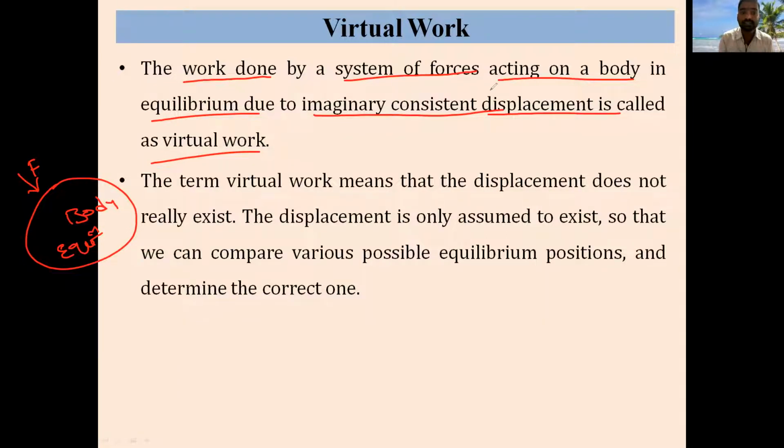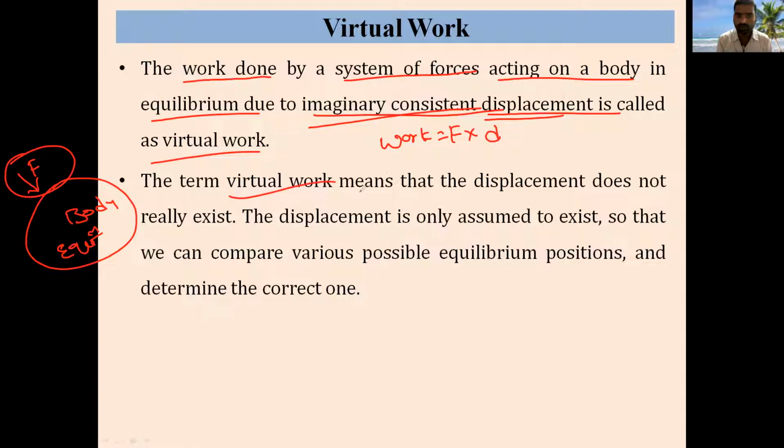In that case, the displacements are called imaginary consistent displacements. If displacements are very small, then those are called imaginary consistent displacements. Then the work done by the system of forces acting on a body in equilibrium, due to the imaginary consistent displacement, is called virtual work. Work is equal to the system of forces into the consistent imaginary displacement.